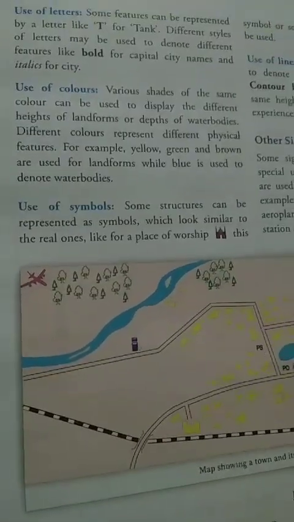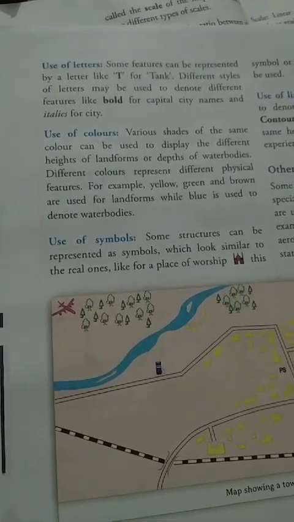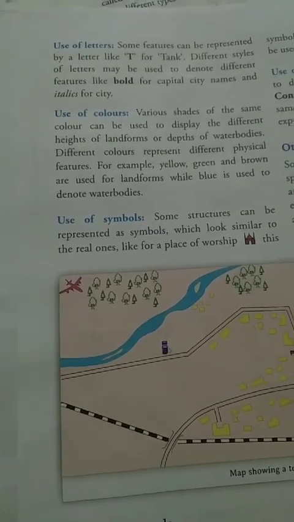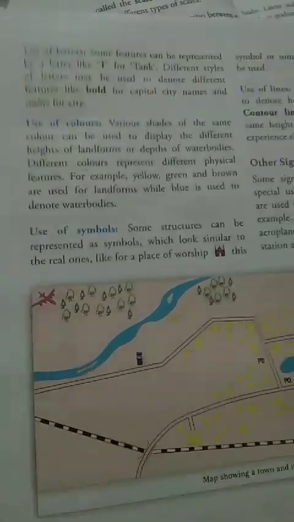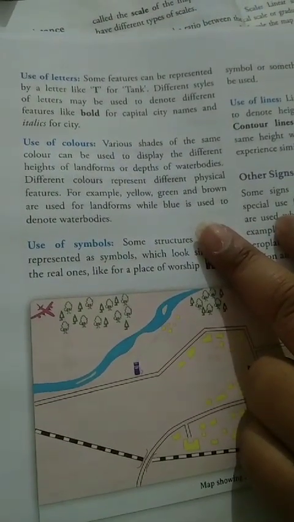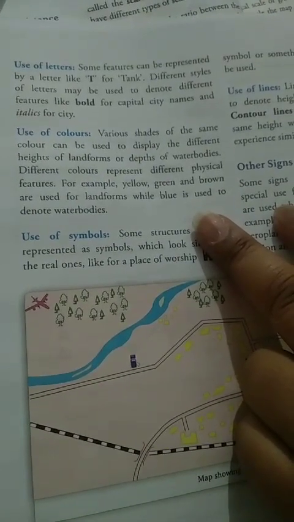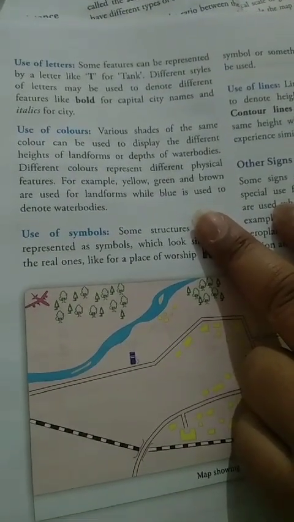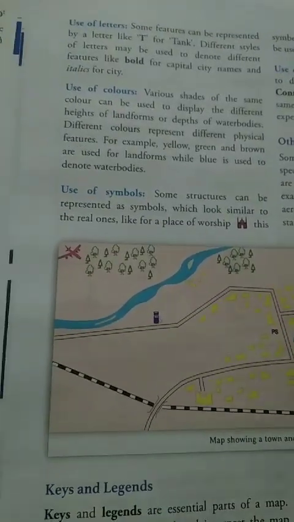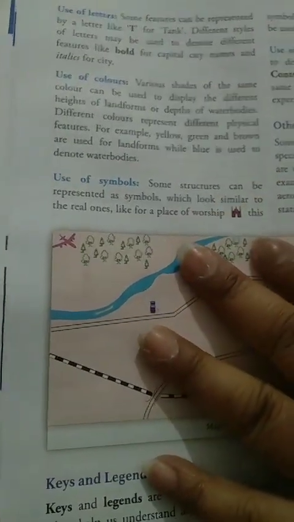For example, if we want to show water bodies, they are shown in blue color. If we want to show water bodies which are shallow, they are shown in light blue. In the same way, we can use different colors for different landforms, for example yellow, green, brown, etc. They are used in order to show the landforms. And the water bodies are shown by which color? Blue color.